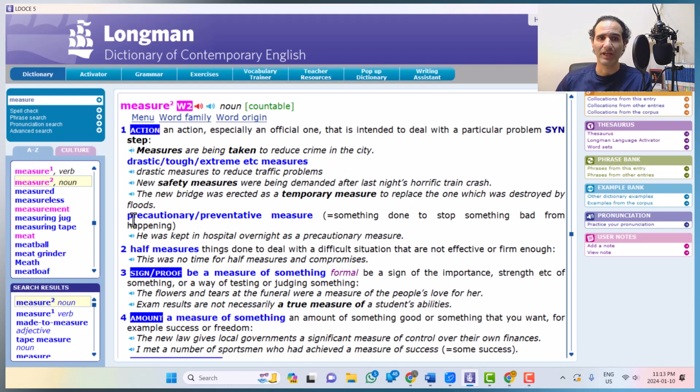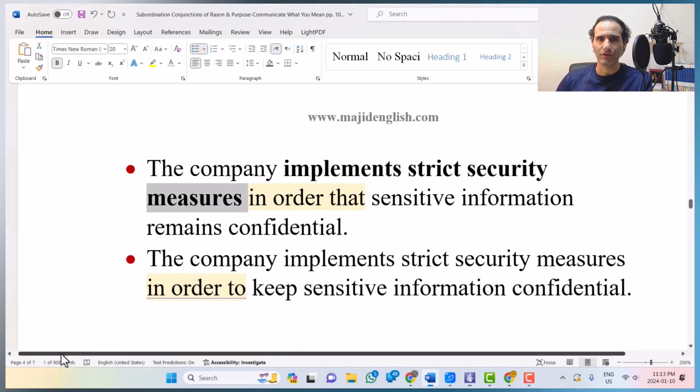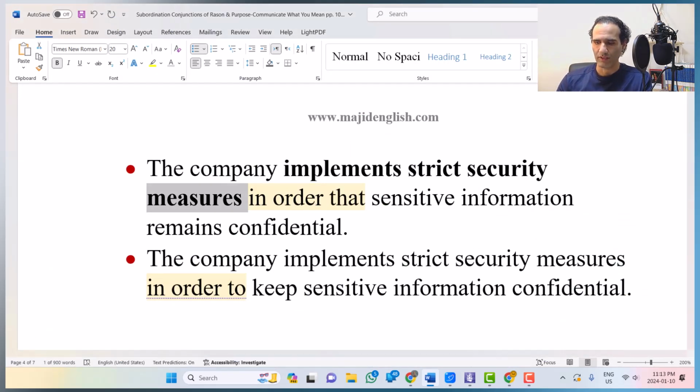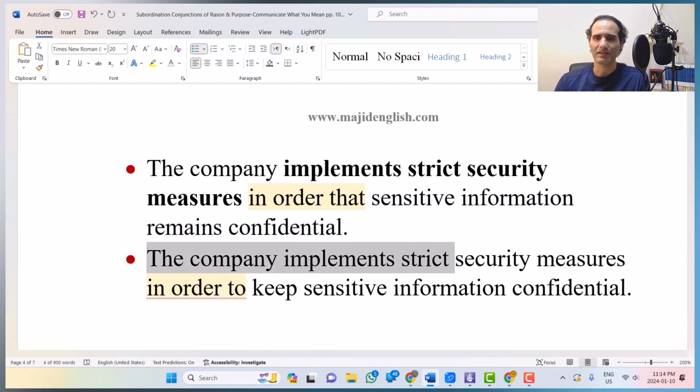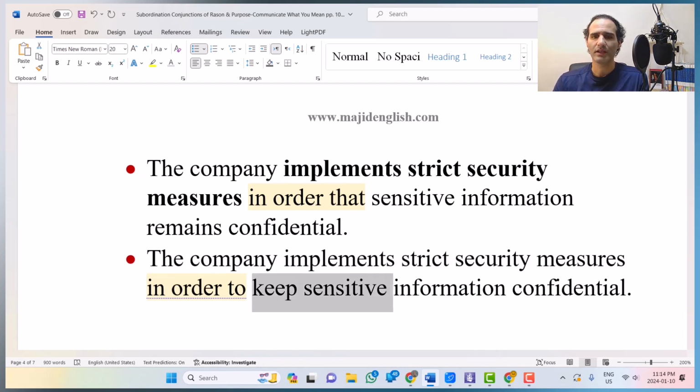Okay, so measure. For example, safety measures, temporary measures. Okay, this is a beautiful meaning of measure. One more time I'm reading for you. The company implements strict security measures, so takes some security actions in order that sensitive information remains confidential. Or the company implements strict security measures in order to keep sensitive information confidential.